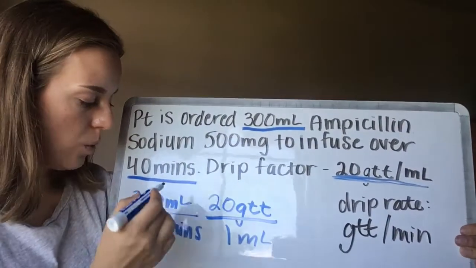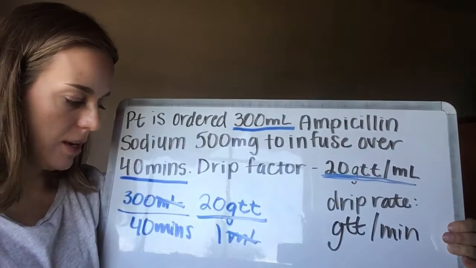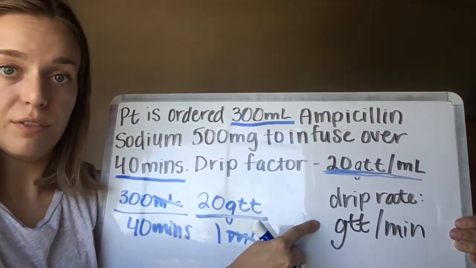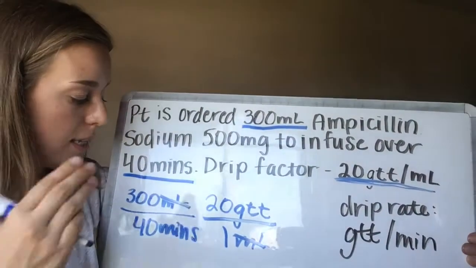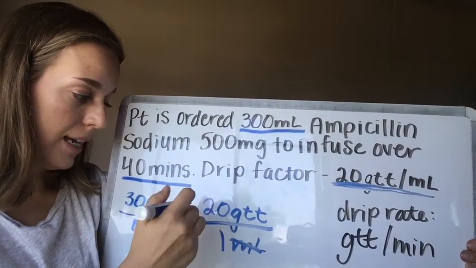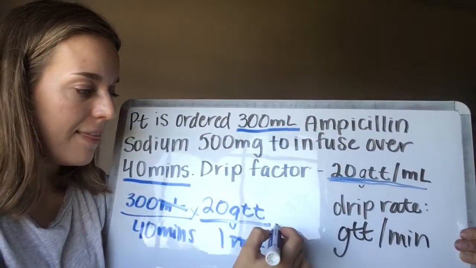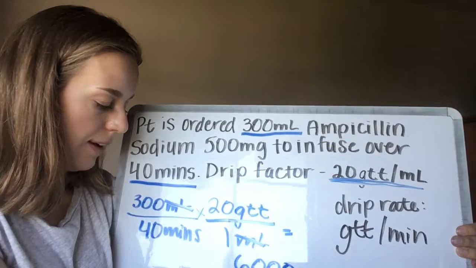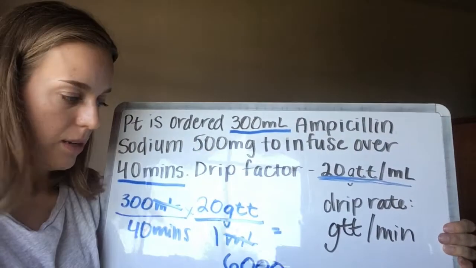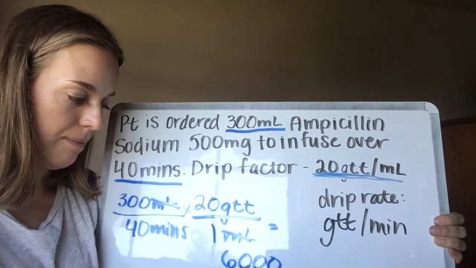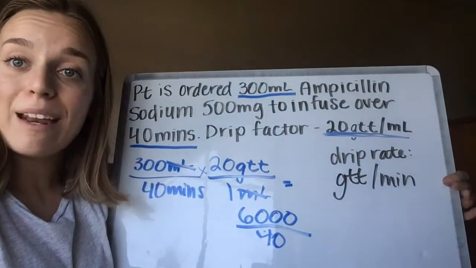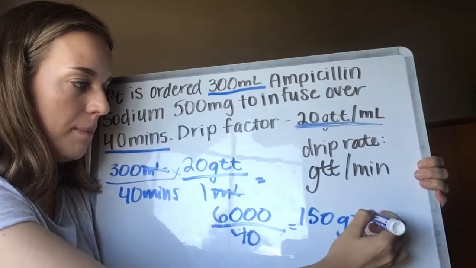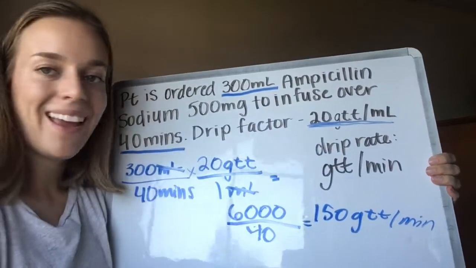And when we look at it, we have milliliters and milliliters, which are going to cross off, leaving us with drops on top and minutes on the bottom, which is exactly what we're looking for in our drip rate. So we're already ready to solve. So we're going to multiply our 300 by our 20, and that is going to equal our 6,000. And we're going to divide that by 40 times 1, which is 40. We're confirming with our calculator, but it's 40. And then we're going to divide them, and we're going to get 150 drops per minute. And there you go.